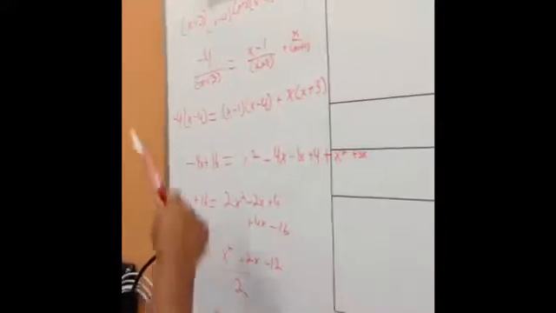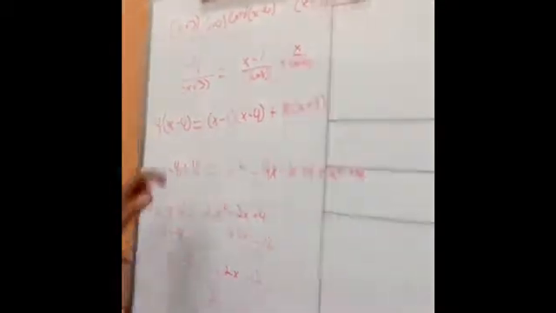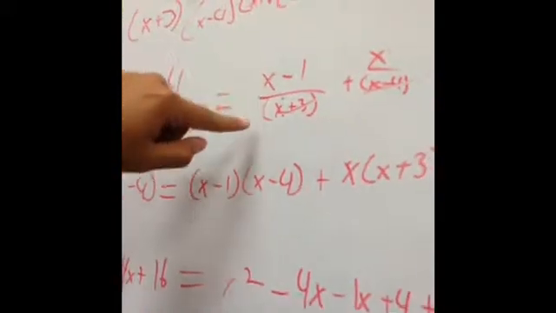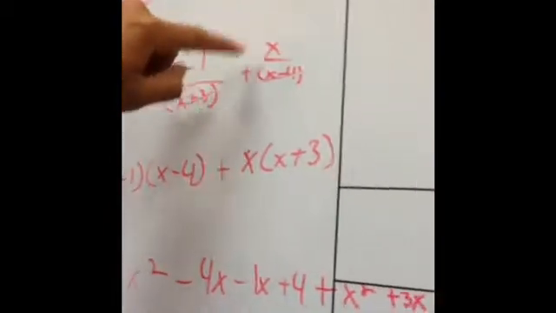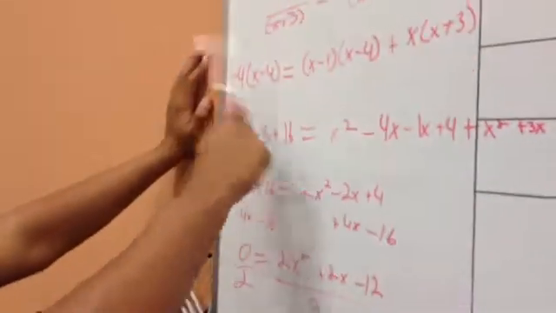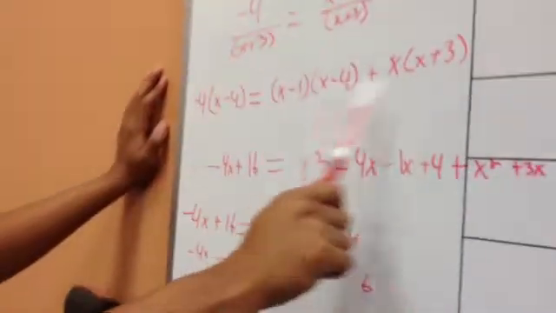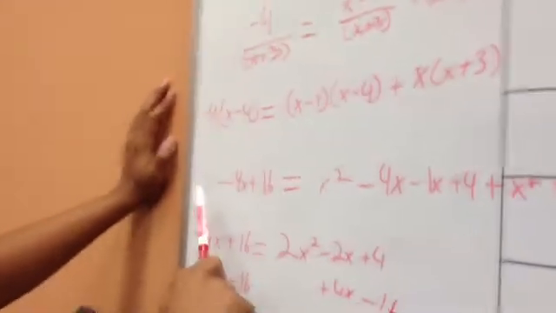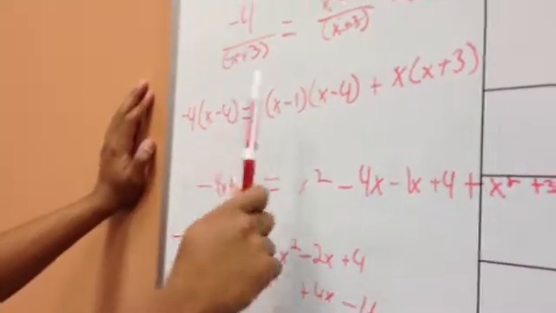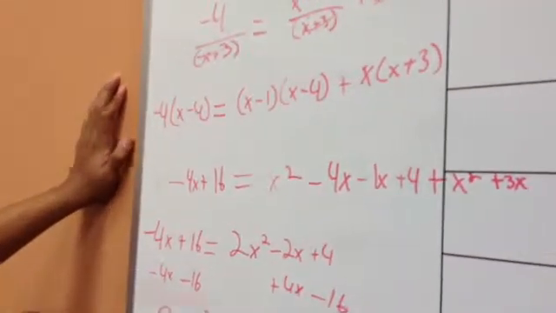Alright, so for this equation, we are doing example 7.5. The equation is negative 4 over (x + 3) is equal to (x - 1) over (x + 3) plus x over (x - 4). Alright, so after we do that, we multiply everything, and then after you multiply everything, we distribute this and follow these two.